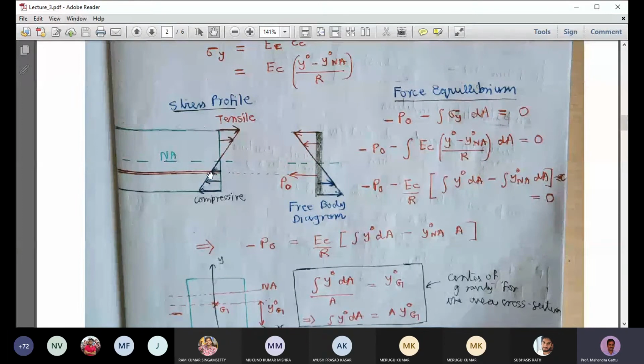So for this problem, the pre-stressing strand is below the neutral axis. So there will be some force acting in that pre-stressing strand, and that force is still a tensile force because initially the large force is applied, and during the deformation the force is reduced to a little smaller. There is a reduction in the force, but still the force is tensile here.